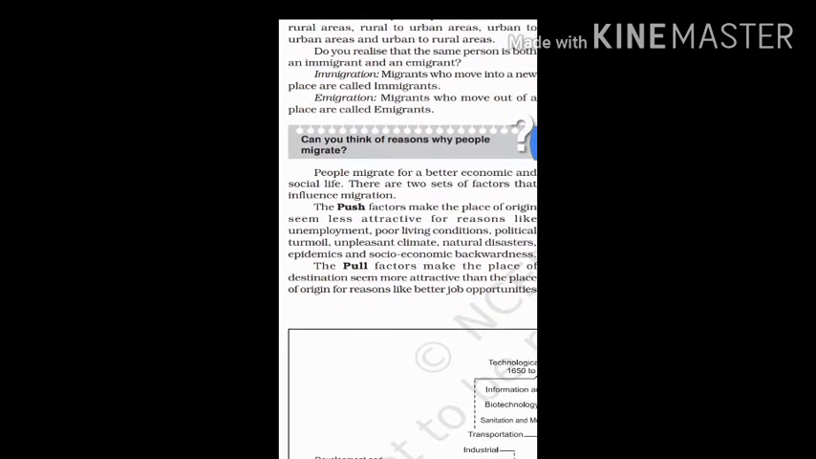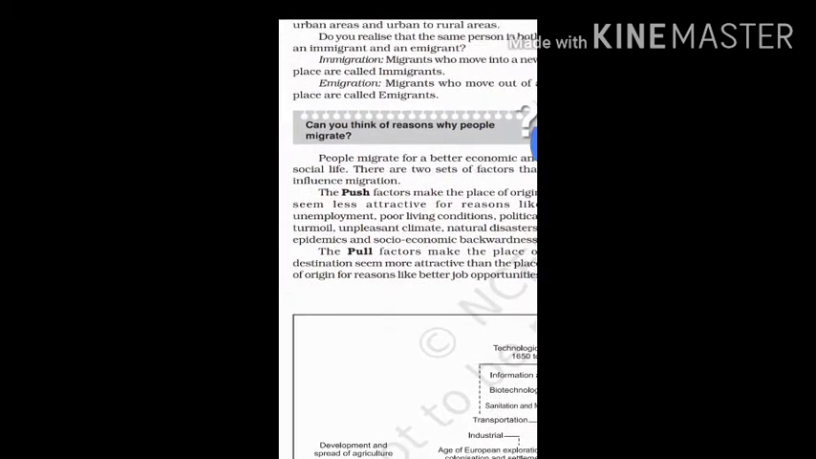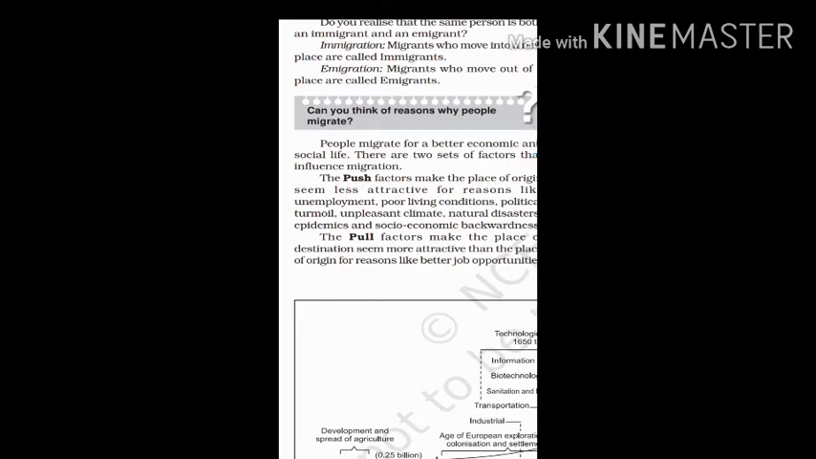Then comes, what are the factors of migration? It would be push factors and pull factors. What are the push factors? Push factors means when a place of origin makes you less attractive, means where you stay is less attractive to you. Why? Because there are no job opportunities, no education facilities, no better livelihood, no security.